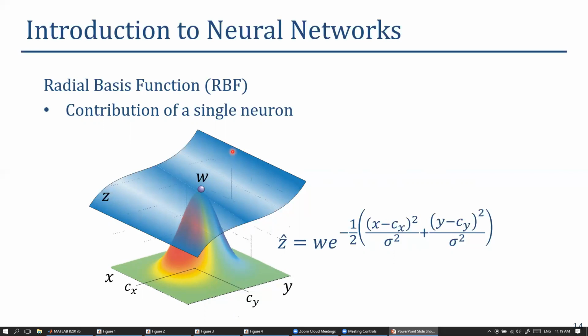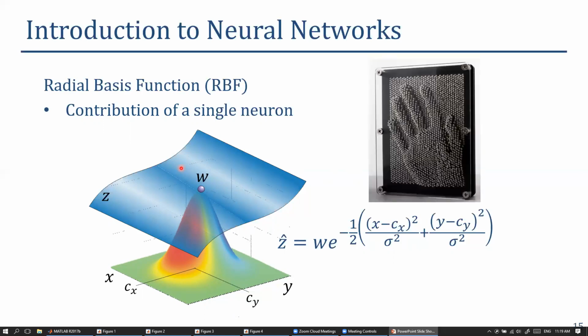Now imagine this radial basis function neural network as a toy that my daughters are using constantly. Have you seen this before? This kind of toy which has pins, and you can make a print in those pins of your hand or your face. Have you played with that? Do you know what I'm talking about?